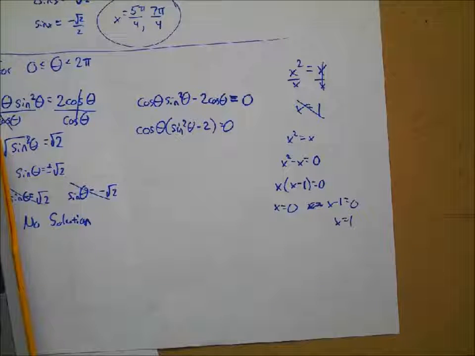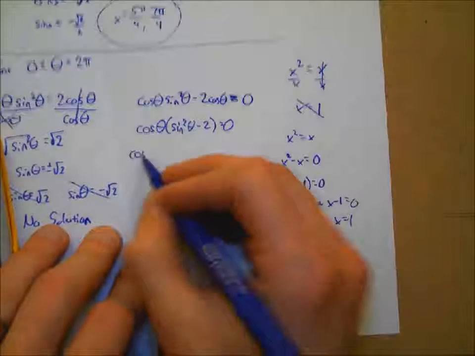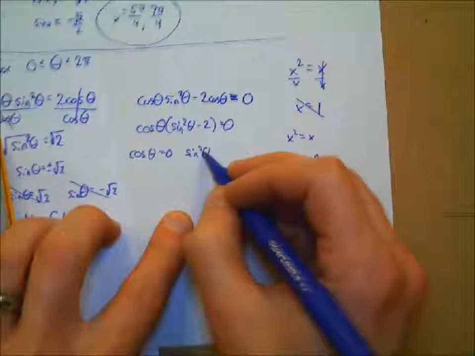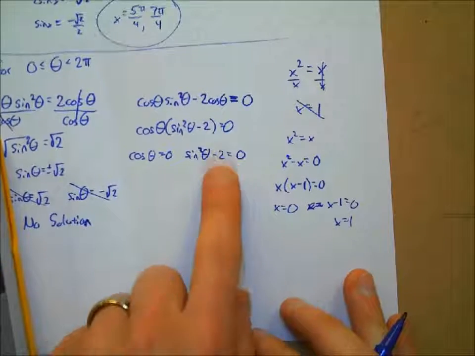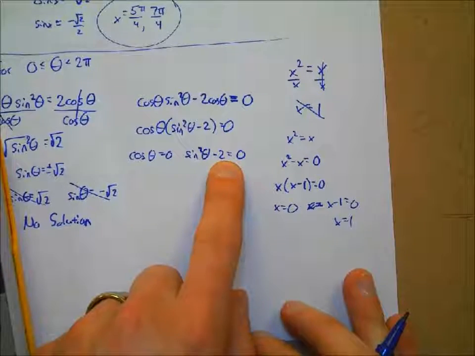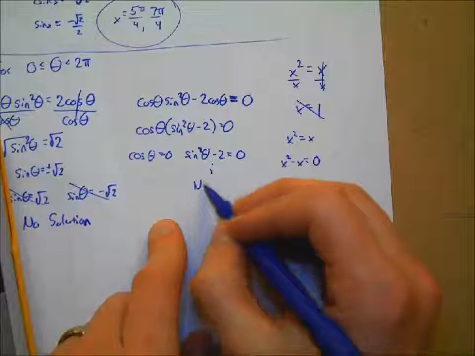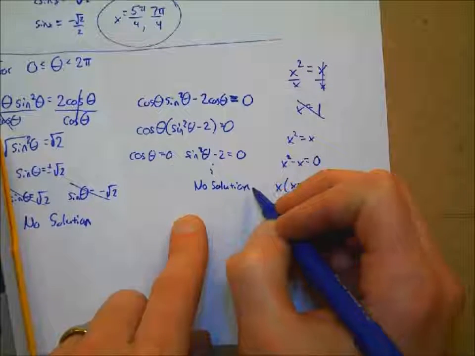So at this point now, we can use the zero product property. We have two things that multiply to give us 0. Cosine of theta equals 0. Sine squared theta minus 2 equals 0. Now, what do we know about this branch right here? What does it lead to? No solutions, right? That's what we just did. So we don't have to redo it there. We'll just say no solutions there.